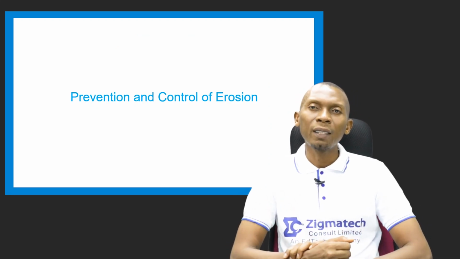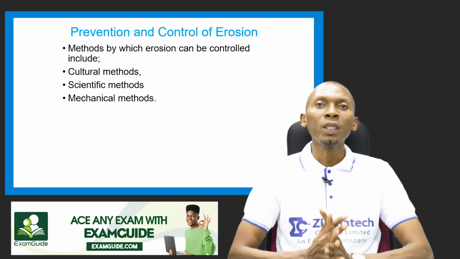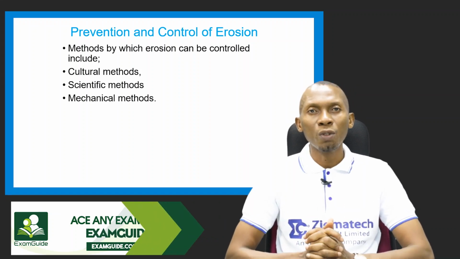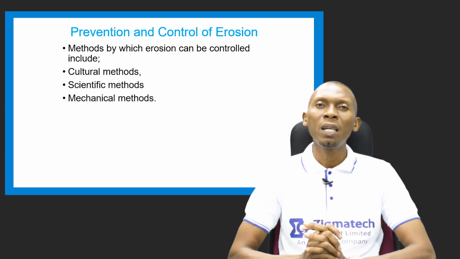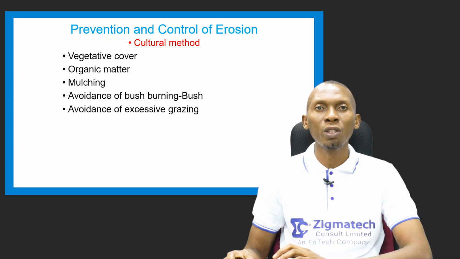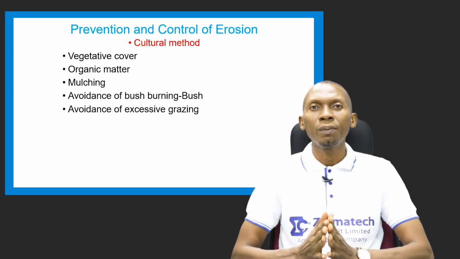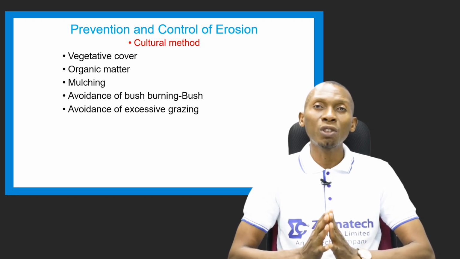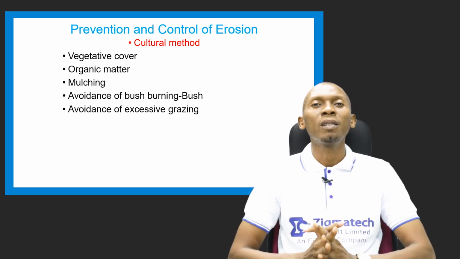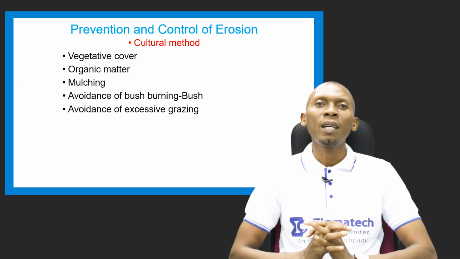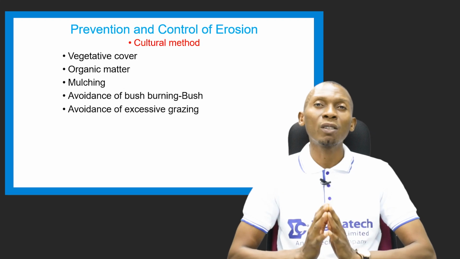Now, let's look at how we can prevent and control soil erosion. We have 3 methods by which we can prevent and control erosion: the cultural method, the scientific method, and the mechanical method. Starting with the cultural method, there are several ways we can prevent and control erosion using it. We have vegetative cover, organic matter, mulching, avoidance of bush burning, and avoidance of excessive grazing.